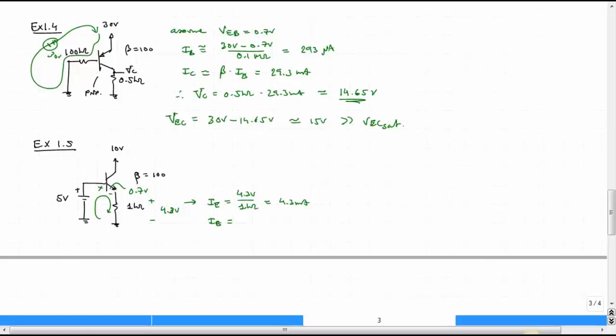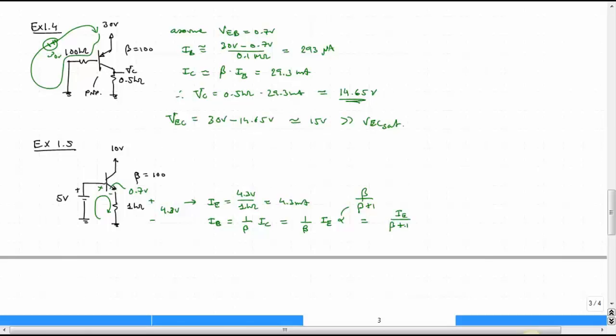We can write then that the base current is 1 over beta times the collector current, and the collector current, how is that related to the emitter current? It is the emitter current times alpha, where alpha is beta over beta plus 1. So all of this to say that the base current is the emitter current over beta plus 1.